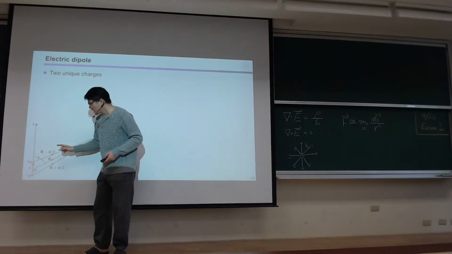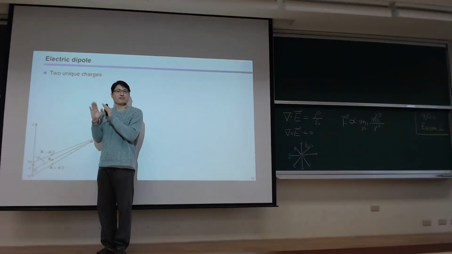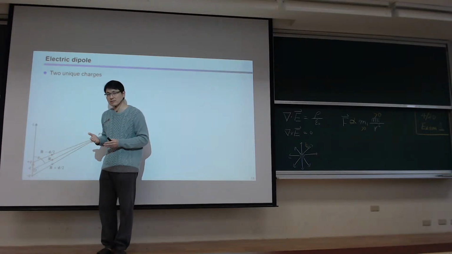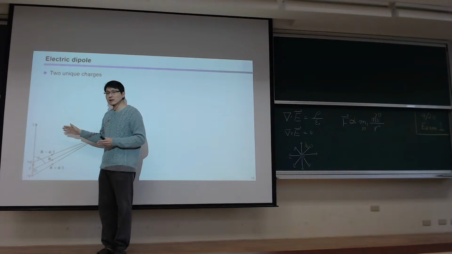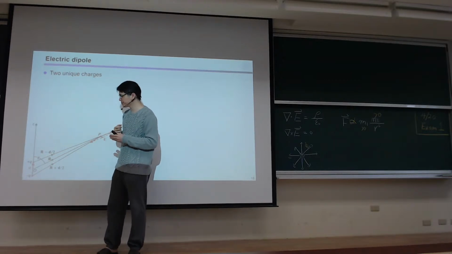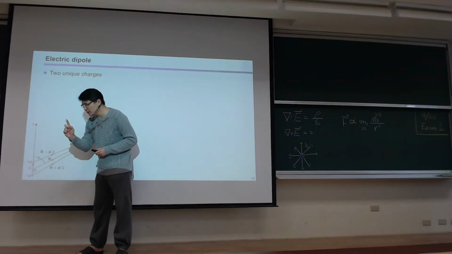Okay? In this case, it's called an electric dipole. It's a very fundamental building block to our understanding of the world of electromagnetic waves. So later on, I will come back to the electric dipole multiple times. The electric dipole is arranged uniquely.